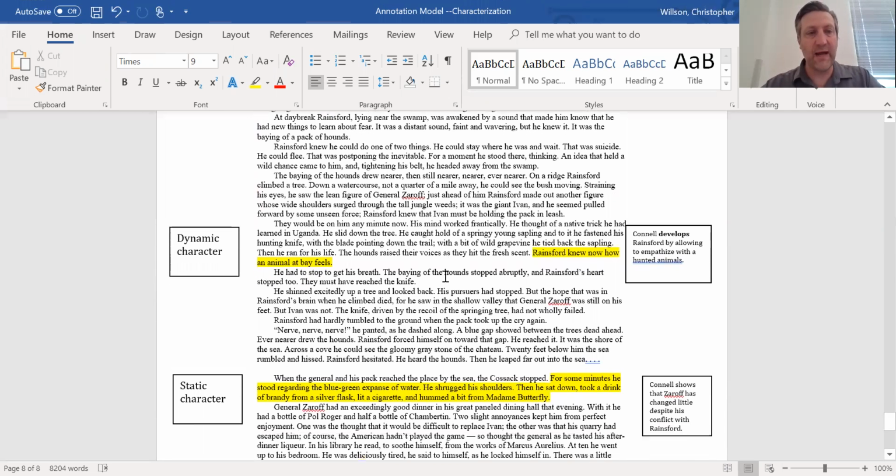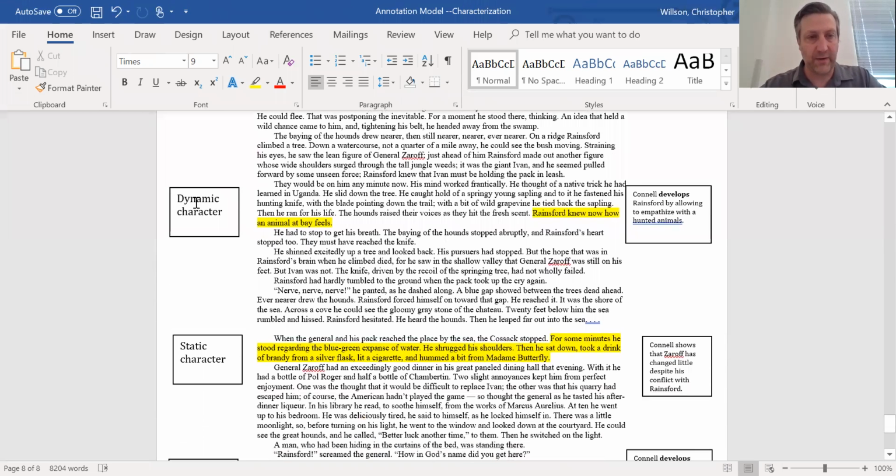Now we show Rainsford as a more dynamic character. He changes in the story. "After being hunted, Rainsford knew now how an animal at bay feels." Now Rainsford is a little more empathetic towards the hunted animal. Now his cynical view, there's the hunter and there's the huntee. Well, now he's become the huntee. What does that mean? That has changed him. He's a little more understanding of what it might mean to be the huntee, maybe a little less dismissive about those who get hunted.